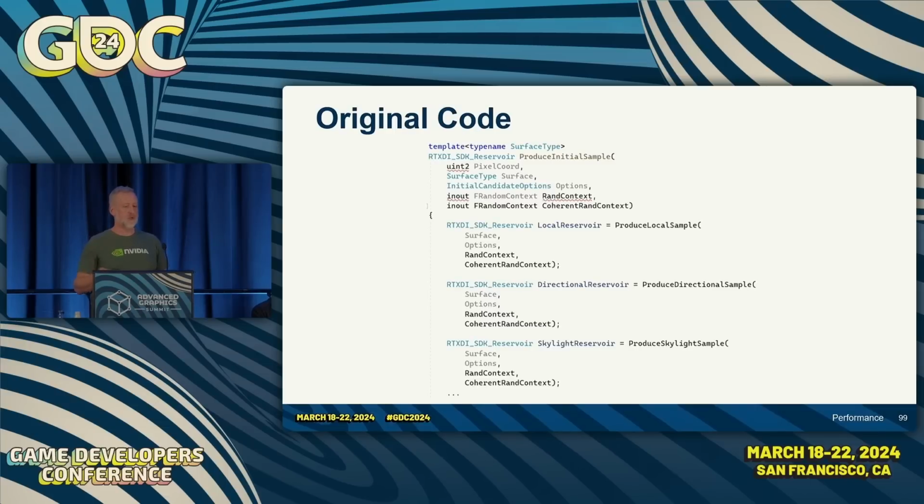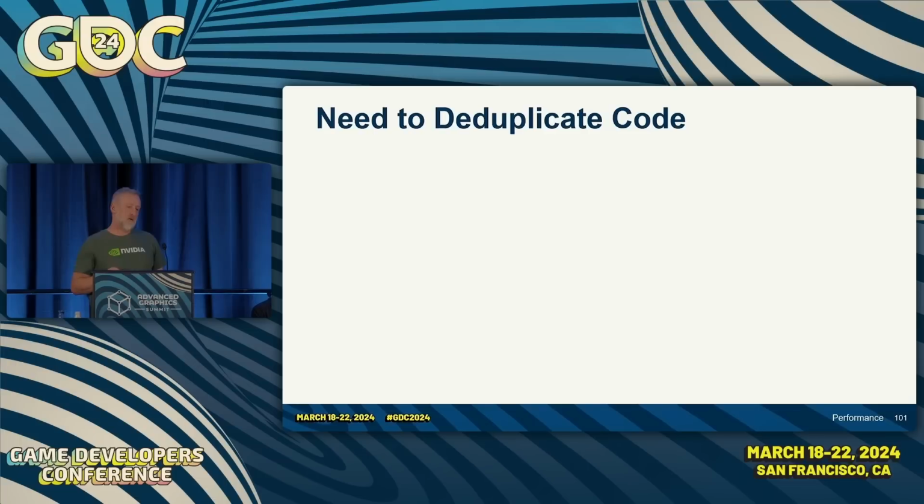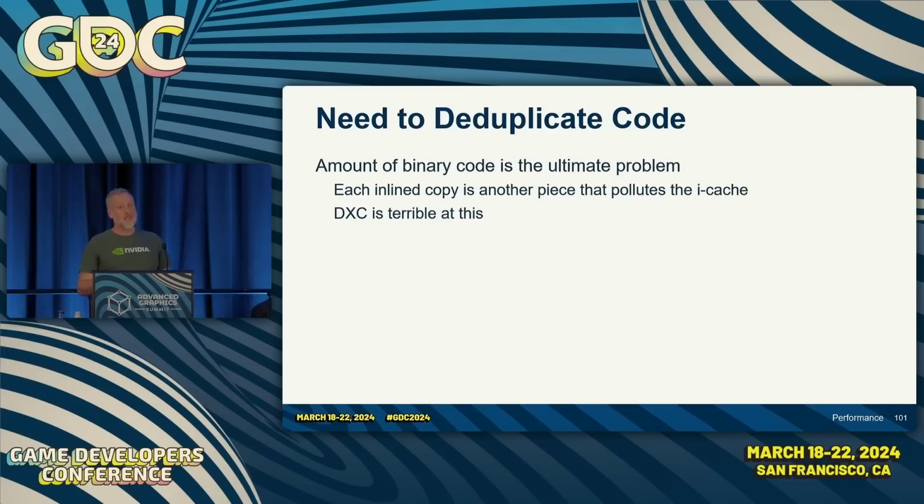So this is what the original code looks like. Fairly reasonable software engineering. We've got a few different variations of samples that we need to take. And diving into one of those functions, we see that it's got the random number generation, and it's got this reuse and evaluation function that's necessary for weighting and doing the resampling. And these are called in every single one of those cases. Now, we need to deduplicate code. We need to deduplicate it at a binary level. And this is because DXC is inlining the world and polluting the iCache, and that's just a mess.